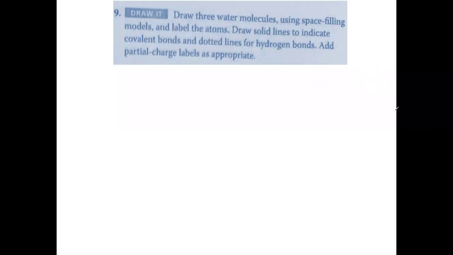Now let's see how the water molecule is formed. Let's draw a Lewis structure of water. Oxygen has how many valence electrons? 6 valence electrons. So let's draw them: 1, 2, 3, 4, 5, 6. What about hydrogen? Hydrogen has 1 electron each. So hydrogen 1 and hydrogen 1. So this is how we draw this.